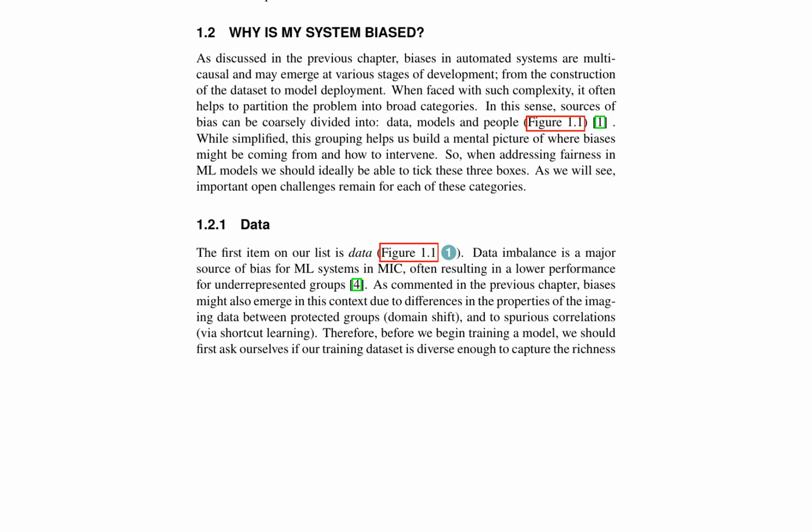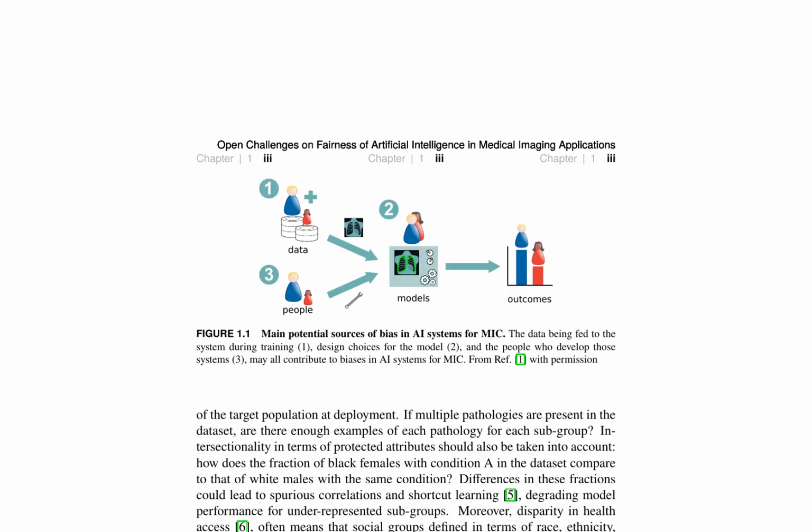The authors stress that this chapter is not intended to provide answers but to ask questions and highlight problems that constitute important avenues for future research. The chapter aims to raise questions and provide food for thought for those aiming to enter this research field, covering a variety of topics and providing a comprehensive overview of the challenges and open issues in fairness of artificial intelligence for medical image analysis. Open challenges on fairness of artificial intelligence in medical imaging applications.